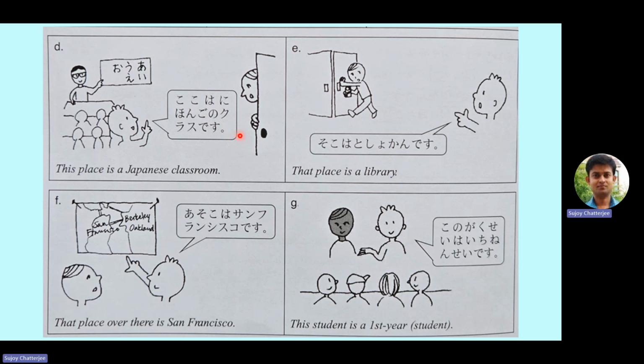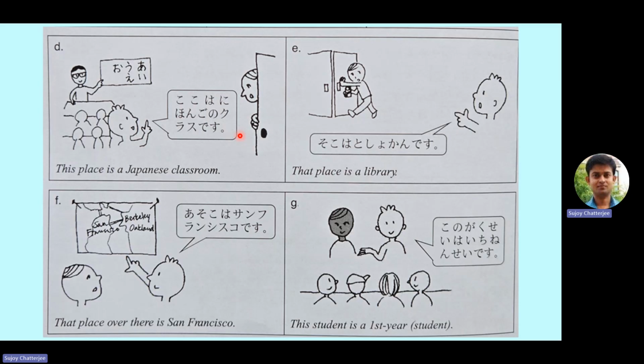So we can say that this could be the answer to a where question. Where? So the answer will be here. Koko wa nihongo no kurasu desu means here is the Japanese classroom.